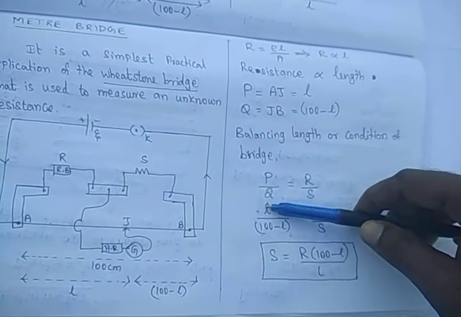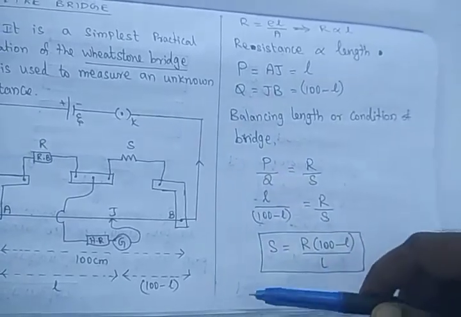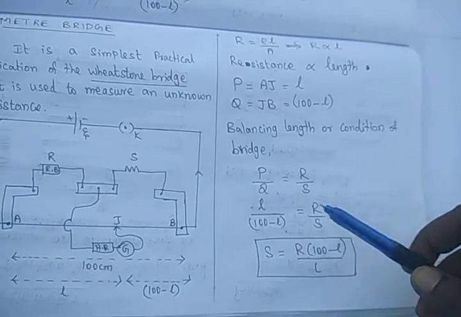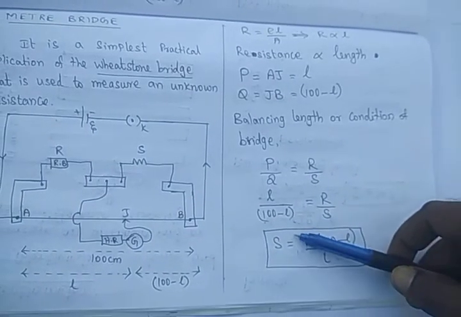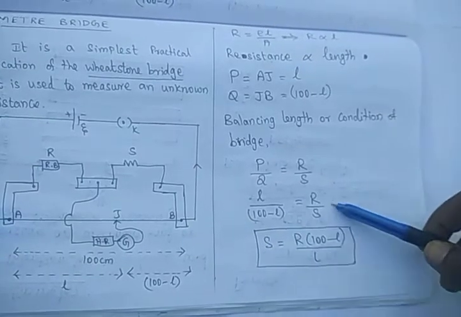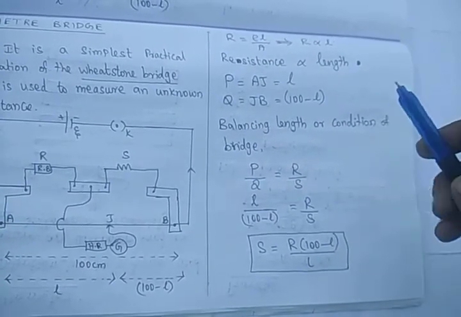Instead of P, we substitute the balancing length L, and the remaining length 100 minus L is Q. So by using this Wheatstone bridge principle, we calculate the unknown resistance of the resistor using the meter bridge.